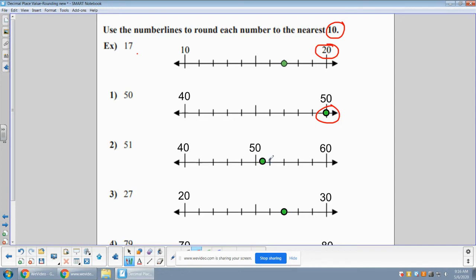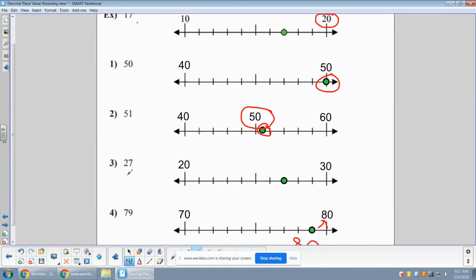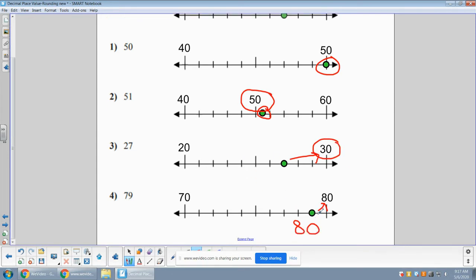How about this one? Well, this one's just a little bit to the right of 50 right here. So the closest 10 that it is to is 50 itself. And then this last one, well, actually, we got two more. This one right here, 27. What 10 is that closest to? Well, you can just tell by graphically looking at it. It's closer to 30 than it is to 20. And then the last one, of course, the closest 10 to that dot is 80. Now, when we're rounding other numbers, we may not be rounding to the nearest 10. We may be rounding to the nearest tenth or nearest whole number.